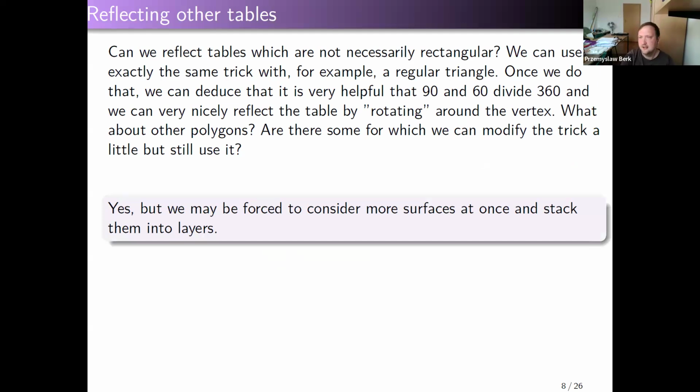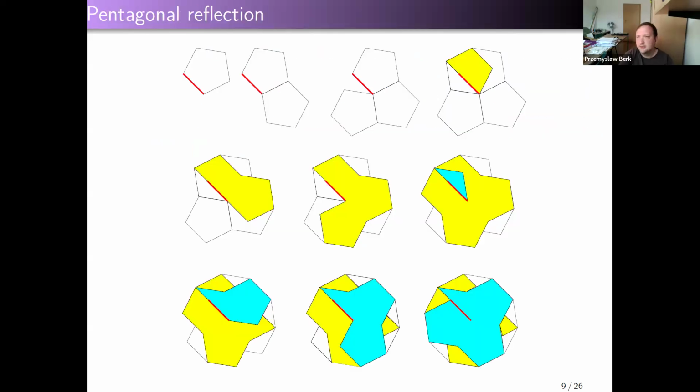I don't know if it's going to be convincing, but let me show you the picture for the regular pentagon, for example. We start from the left top corner, and then we unfold around the vertex. For simplicity, we assume that we are reflecting not with a straight line. I'm just interested to see how the table is being reflected. I colored the red line, the line that we want to understand when we are returning to.